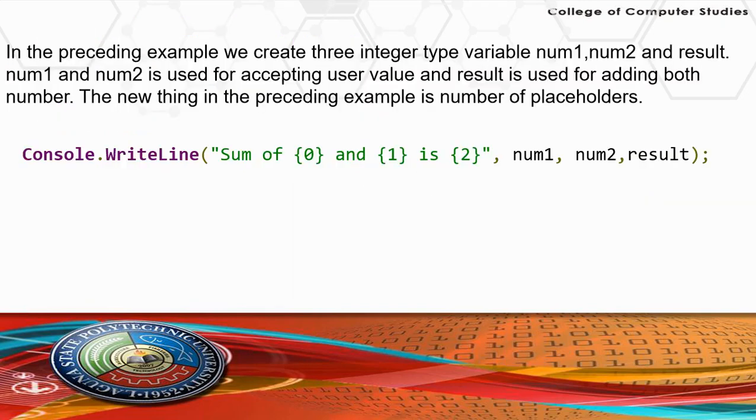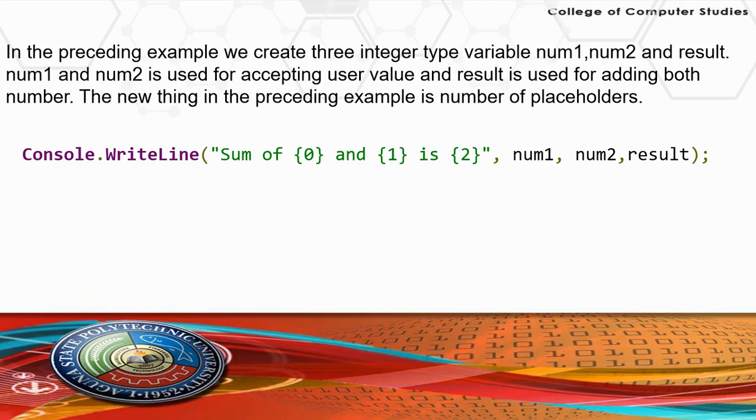In the preceding example, we create three integer type variables, and these are num1, num2, and result. Num1 and num2 are used for accepting user values, while result was used for storing the sum of the two numbers. So the new thing in this preceding example is the placeholders. So for example, we have here: sum of placeholder 0 and placeholder 1 is placeholder 2. So you can see we have three placeholders. So we are expecting three variables on the right side.